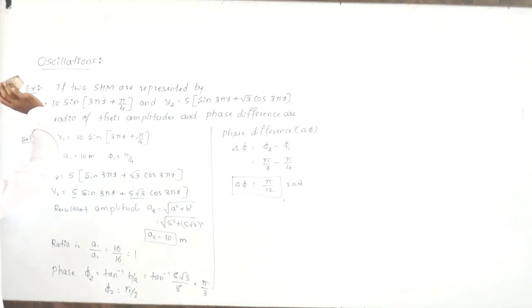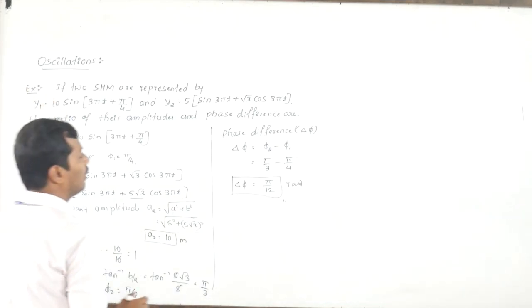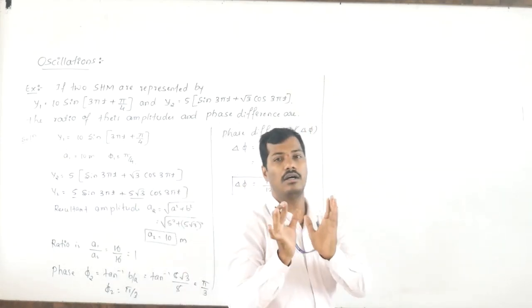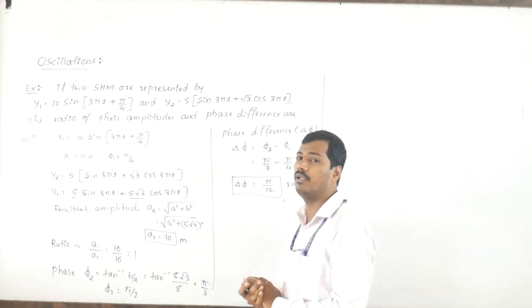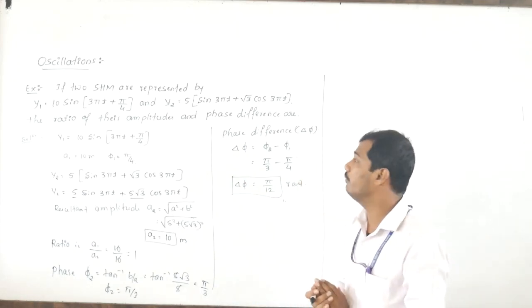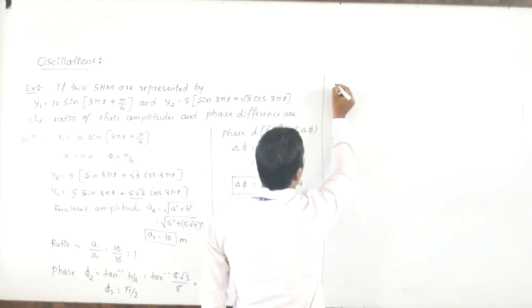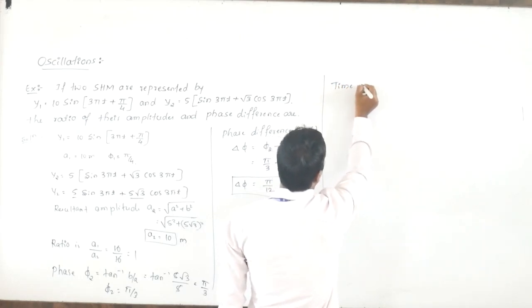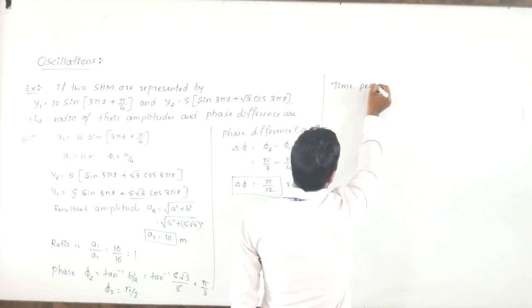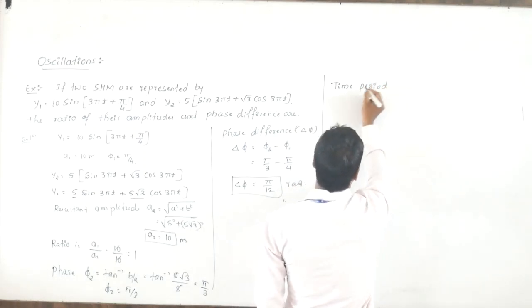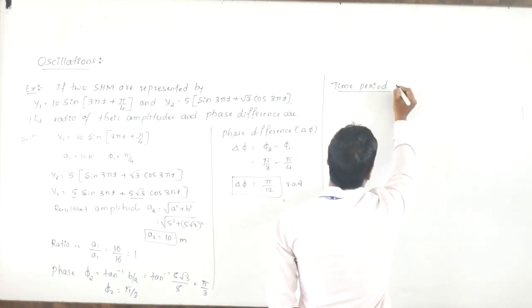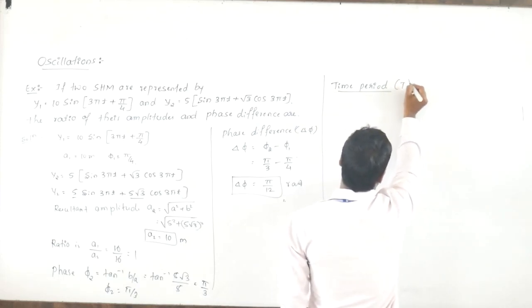Okay, then I'll remove this one. And the next problem, I'll take the next problem. Before that, in the next example, we have to find the time period. What is the time period here? Very simple form is there. We have to check the time period of the simple harmonic motion, that is denoted as T here.